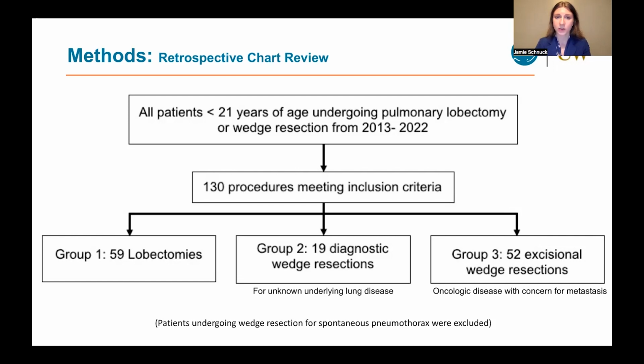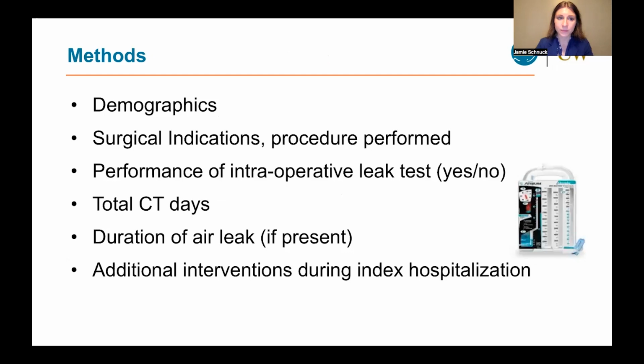Group 1 included 59 patients who underwent lobectomy. Group 2 had 19 patients who underwent a diagnostic wedge resection for an unknown underlying lung disease. And Group 3 included 52 patients who had an excisional wedge resection for oncologic disease with concern for metastasis. You can see our variables that we included here.